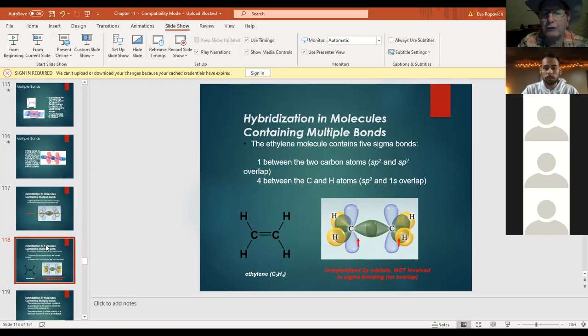If I'm dealing with this whole molecule, I've got a single bond here. Remember, I said if it's a single bond, it's a sigma. So I have one sigma bond. I've got another sigma bond between this carbon and this hydrogen. One between this carbon and this hydrogen, one between this carbon and this hydrogen. Plus, the first bond of the double bond has to be sigma. So I have 5 sigma bonds, 1 pi.